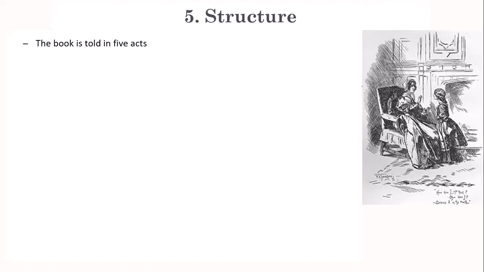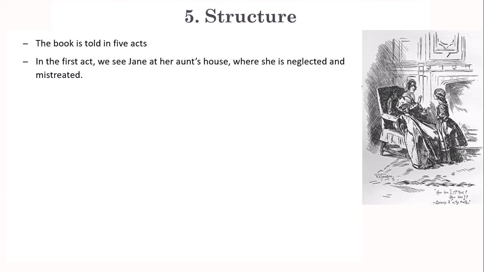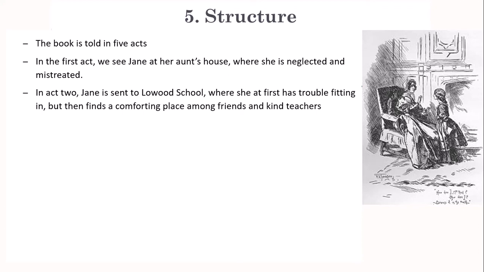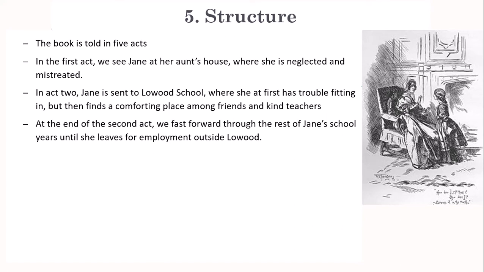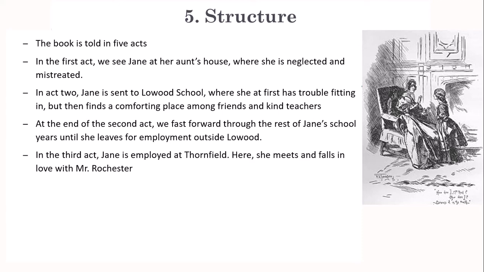Structure. So the book is told really in five acts. In the first act, we see Jane at her aunt's house, Aunt Reed, where she is neglected and mistreated. Then in the second act, she is sent to Lowood School. She has trouble fitting in, but then finds a comforting place among friends and kind teachers. At the end of the second act, I mentioned this before, we fast forward through Jane's school years as she leaves for employment outside of the school. She had been teaching there for two years, but she is now on her own.